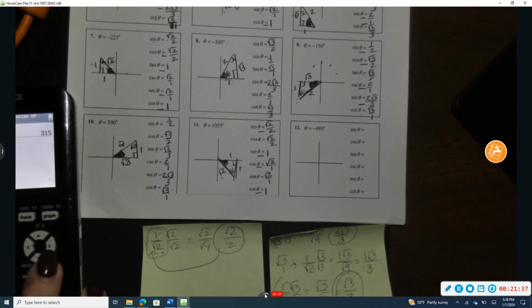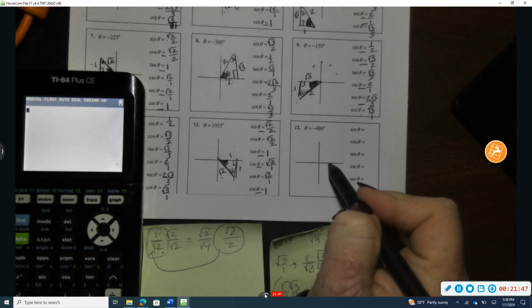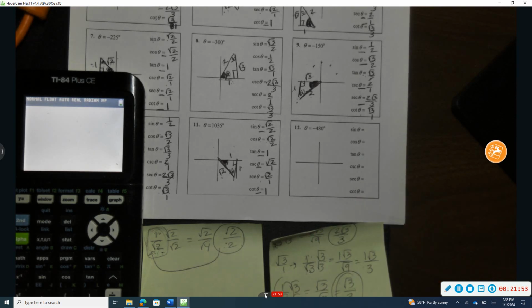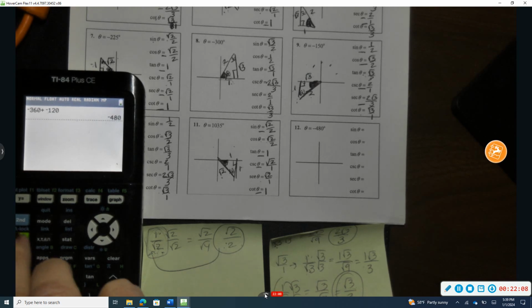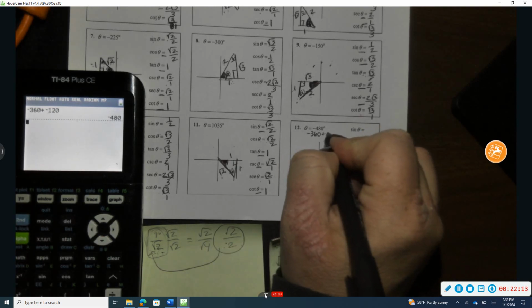All right, let's go on to negative 480. So it's greater than a negative 360. So I know that I'm going to go 360 around. So 360 would be here. So let's just take, first of all, what is 360, and I want to subtract 480. So there's a difference of 120. Okay, so negative 360 plus a negative 120. I didn't explain that very well in my thought process. Negative 360 and a negative 120 is a negative 480. So this is the same as negative 360 plus a negative 120.